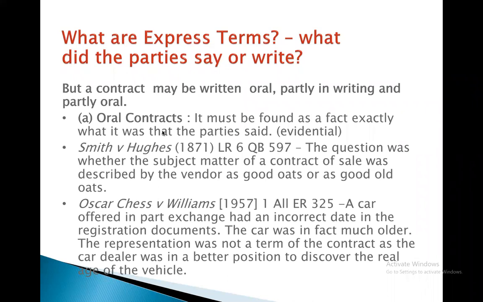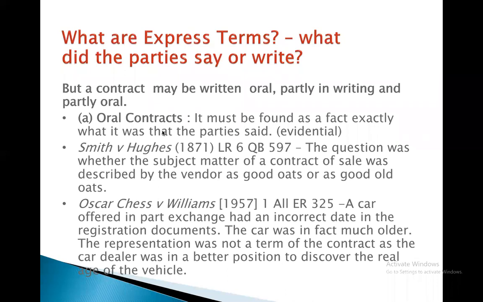Now, regarding a statement or representation which had been made as to the date stated in the registration document, for example, whether it was a term of the contract or not, it was held that that representation could not be treated as forming part of the contract or as being a term, as the car dealer was in a better position to discover the real age of the vehicle.